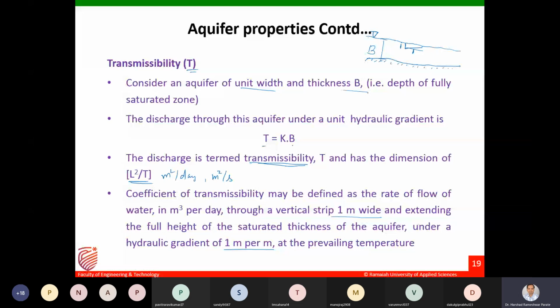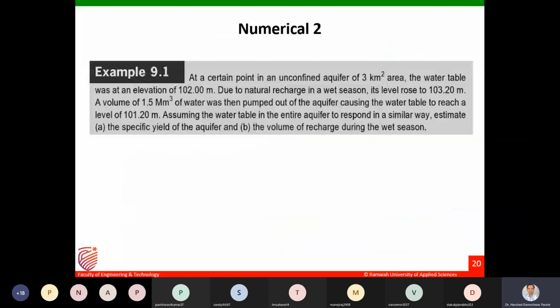So this is a numerical. We'll do this numerical in the next class. We'll first finish the theory and then we'll start this numerical.